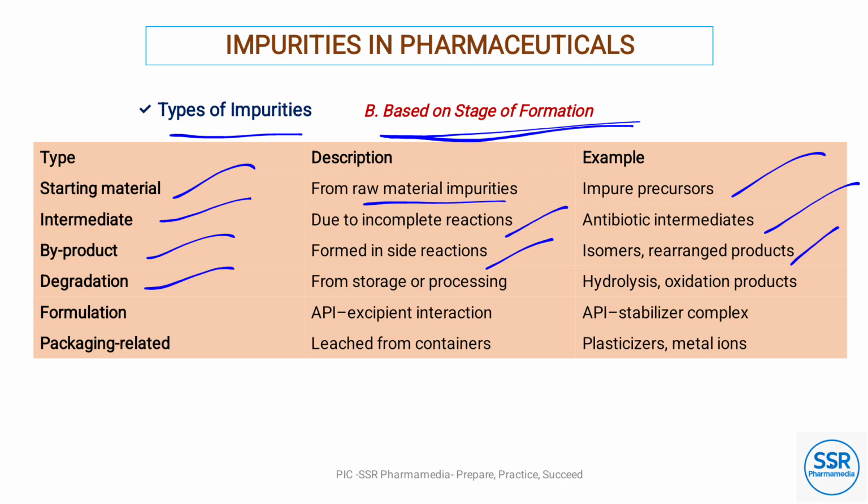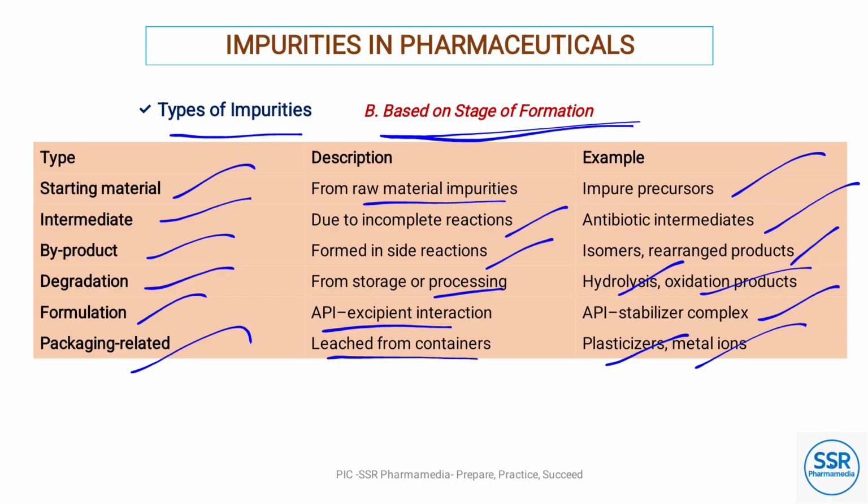Degradation occurs from storage or processing. Example, hydrolysis and oxidation products. Formulation impurities come from API excipient interactions. Example, API, active pharmaceutical ingredient, and stabilizer complex formation. Packaging related impurities are leached from containers. Example, plasticizers and metal ions. And these all enter into the impurities in the final products.